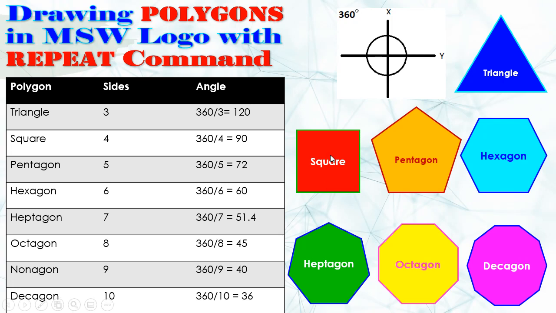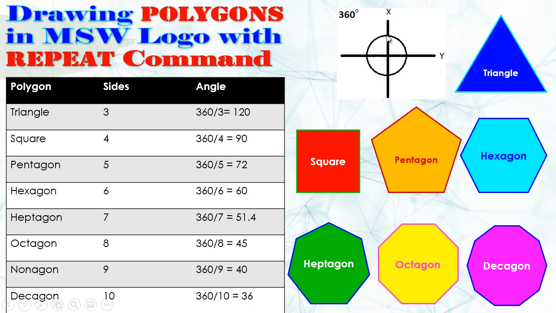In this video, you will learn how to draw polygons using the repeat command in MSW Logo. A polygon is any shape with three or more sides. Like a triangle is a three-sided polygon, a square is a four-sided polygon, a pentagon is a five-sided polygon, similarly an octagon is an eight-sided polygon, a decagon is a ten-sided polygon. To draw a polygon in MSW Logo, we need to know the angle for the polygon.